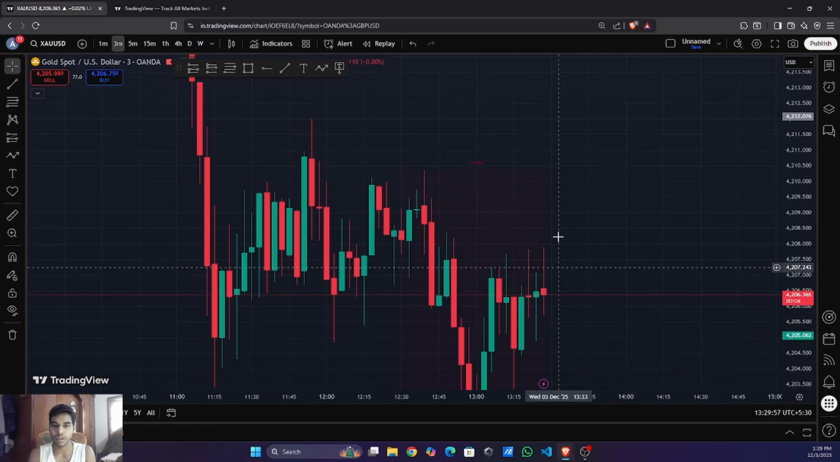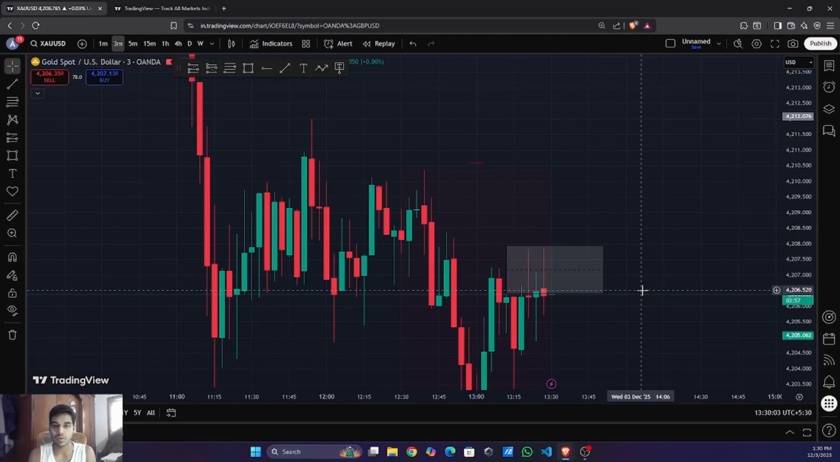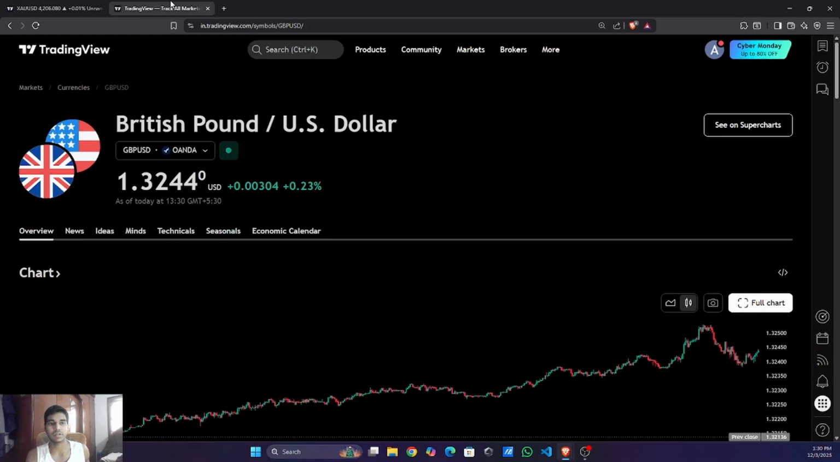Okay, a 3 minute displacement or 1 minute displacement of this. There are 3 wicks over here. I want a 1 minute displacement, 1 minute breakout structure. You can say a candle should close above this zone, then it is a good trade.